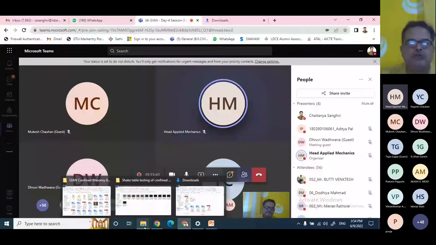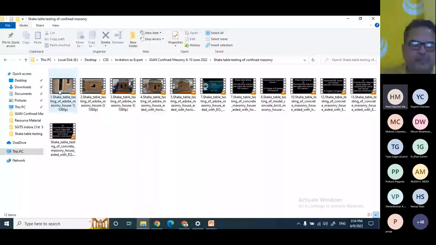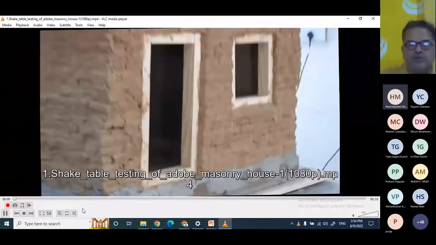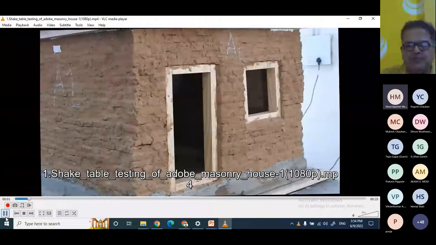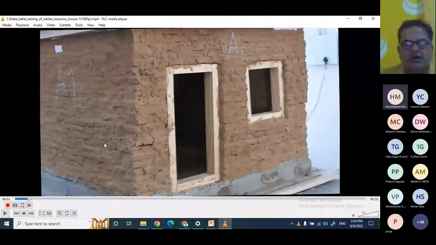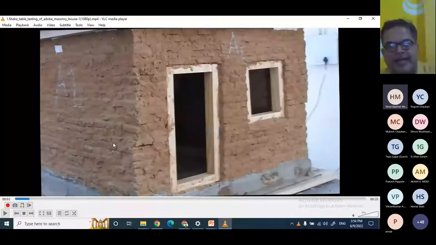So you see, in the laboratory, many ME students have worked on traditional housing systems. They have carried out testing on adobe construction, to see how the structure will behave. Basically, this is the adobe brick which is made.